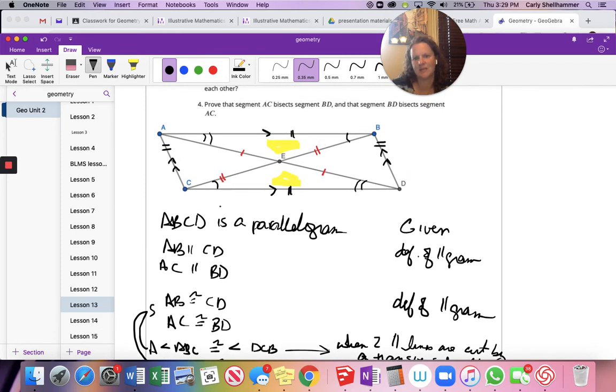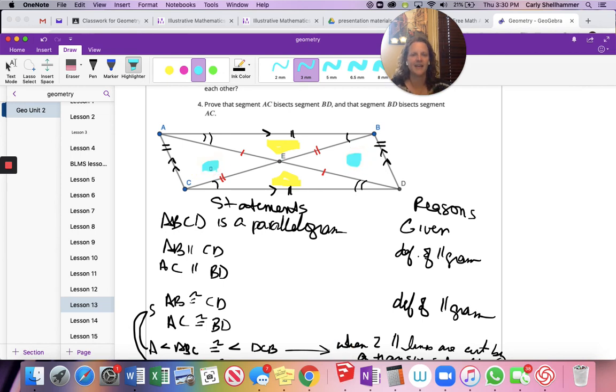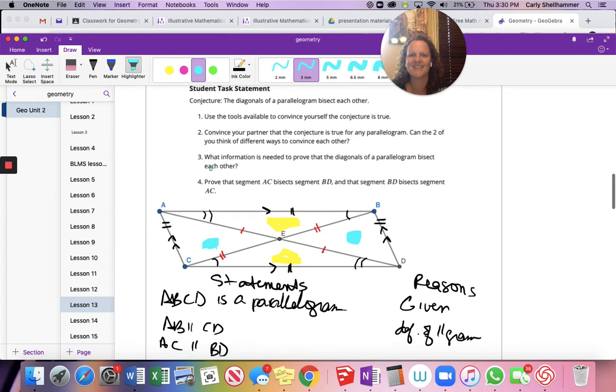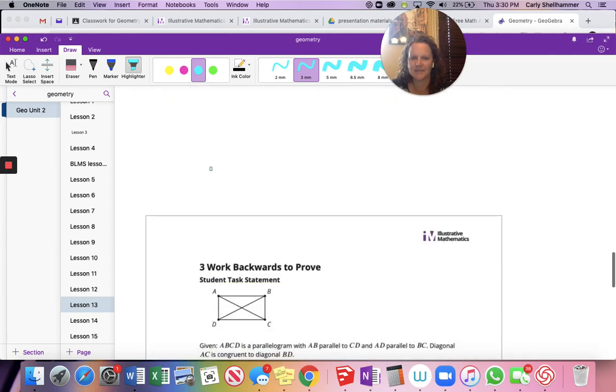Okay, so this was my statements and reasons. Now we could have gone through the exact same steps by dealing with this triangle and this triangle. Okay, the exact same steps. Either one would have worked. That's it. Was that section 2? Yes, it was. All right, let's see what's next.